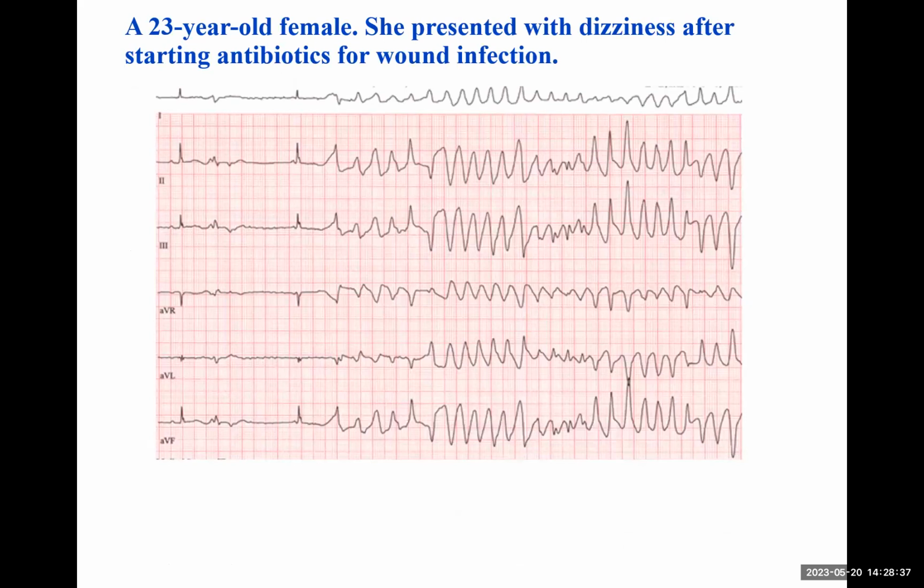A 23 years old female presented in the emergency room after starting antibiotics for wound infection. What do you think the diagnosis is here? Yes, I've seen one, long QT and Torsade. Okay, excellent. Do you notice here the QT is very prolonged? A young patient, antibiotics, you should think about long QT syndrome precipitating polymorphic VTAC. And this patient has typical Torsade later on, but it started as polymorphic VT and then Torsade.